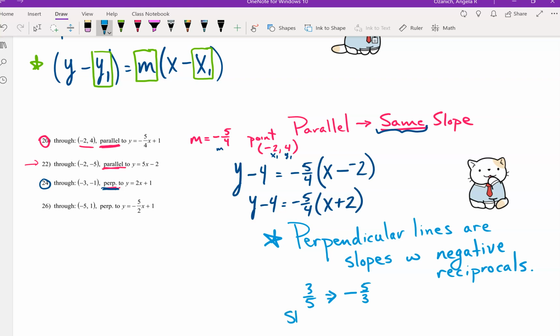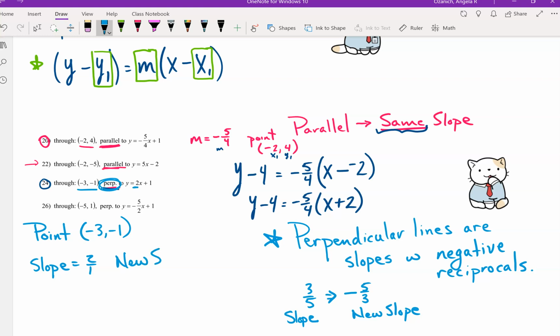So I always start with saying, what is my slope? And then what is my new slope? Because they're not the same for perpendicular lines. So you've got to pay attention to that as we're working on this. Everything else stays the same. Okay, so point-slope. Let's grab our point. Our point is the point right here, (-3, -1). Our slope is 2, right there, 2/1. But because we're talking about a perpendicular, we need to find our new slope. Our new slope is going to be the negative reciprocal of 2/1. That's positive now, so we're going to make it negative, and we're going to flip our fraction. So it's going to be -1/2.